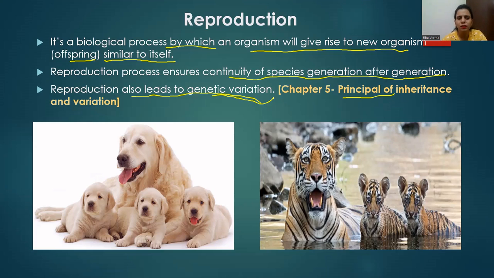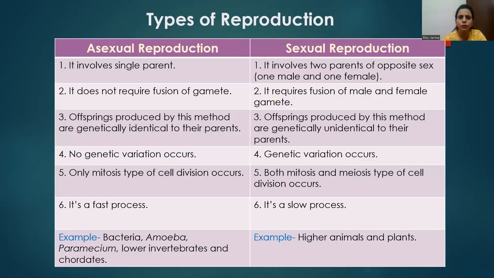So now in brief, we will just look into the two types of reproduction. I'll explain these points to you in brief, as you're already aware of these two types of reproduction and you have already studied them in your lower classes. So the two types of reproduction are asexual reproduction and sexual reproduction.